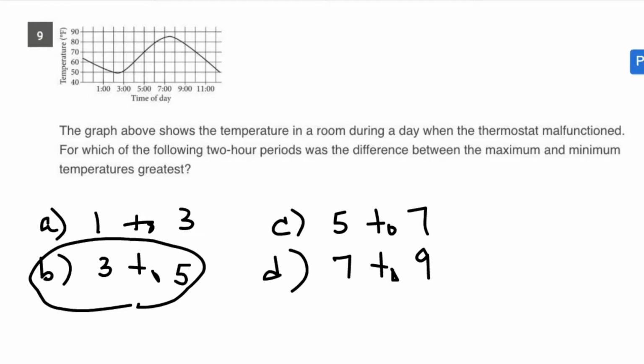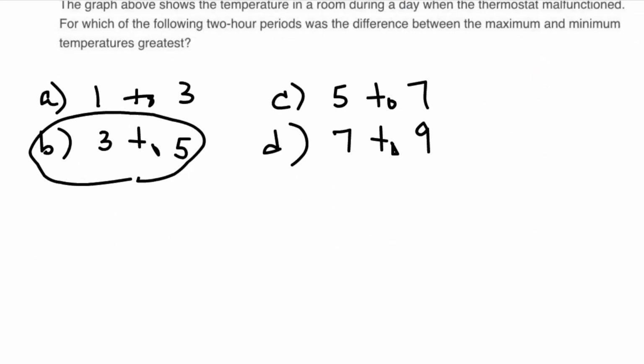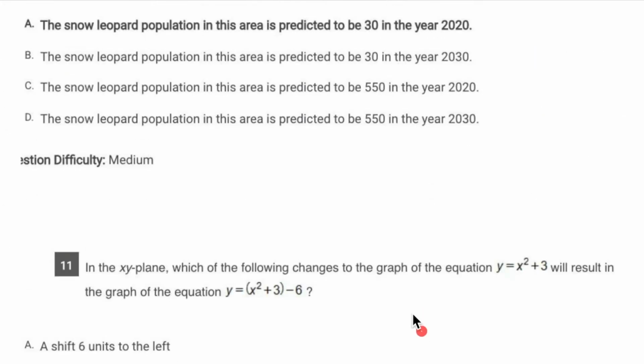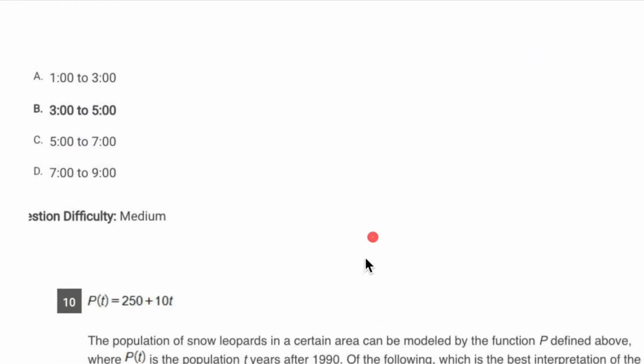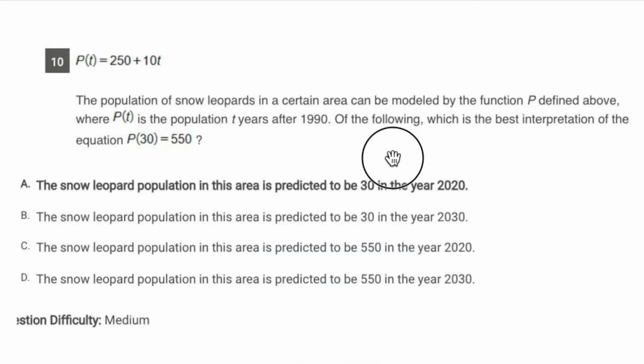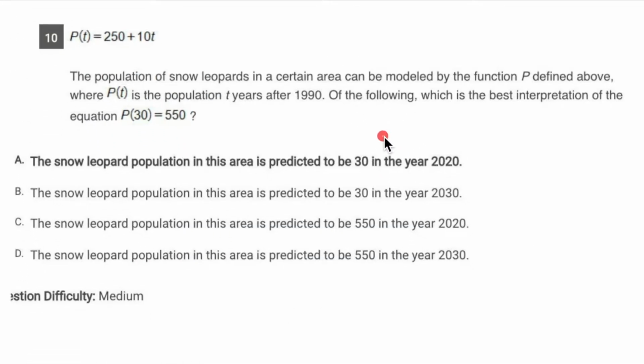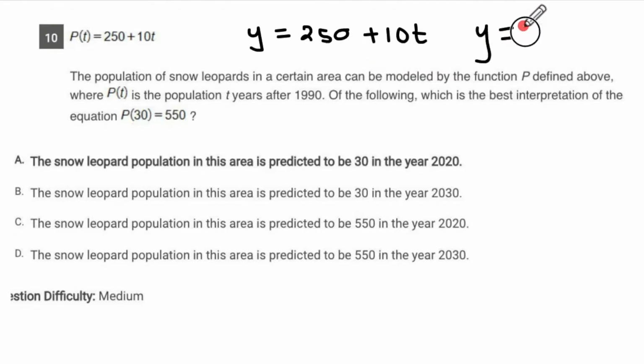So number 10. See, there it is, the medium problem. Okay, so we have a function problem. Don't let this notation scare you. It's just a different way. We could have rewritten this as y equals 250 plus 10t. If we wanted to have it in slope-intercept form, we could have written it as y equals 10t plus 250, because you can recognize it's a y equals mx plus b kind of thing, right? All right, so don't let that scare you. P sub t just means y.